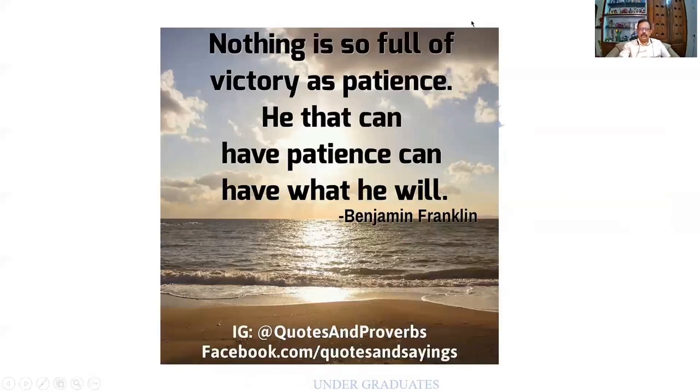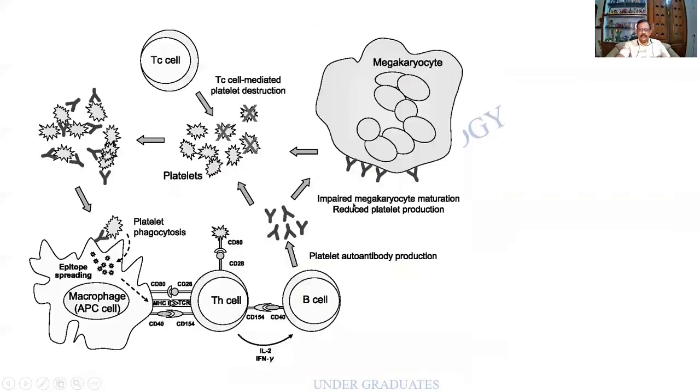So, a quote that you people can read if you have the patience. This I would like you people to again memorize.